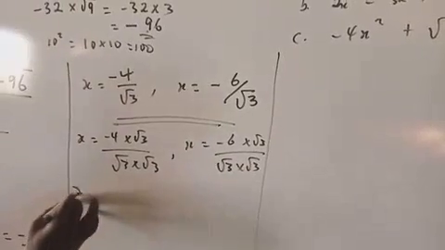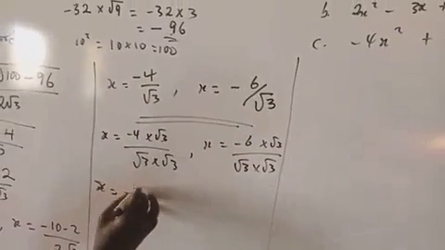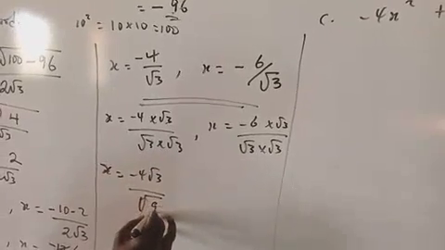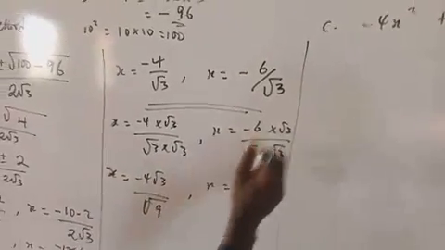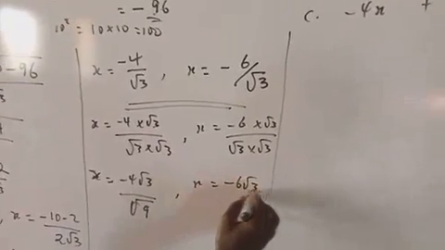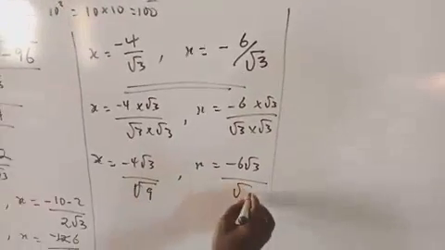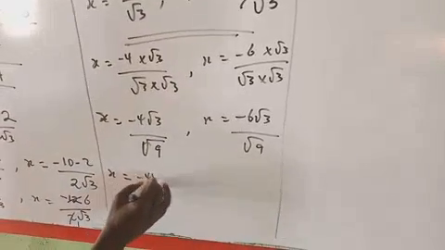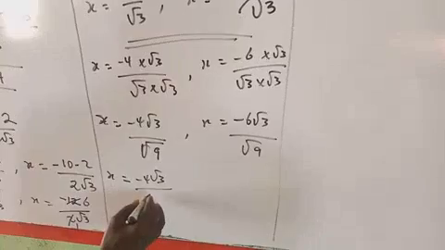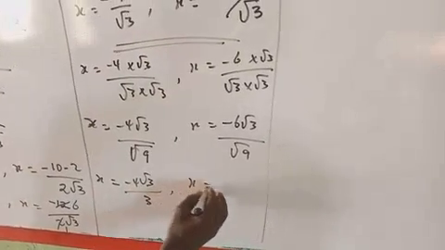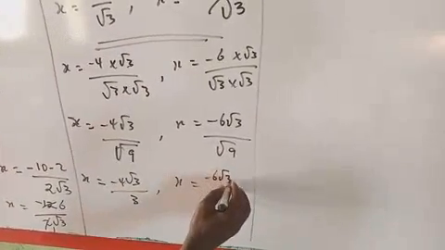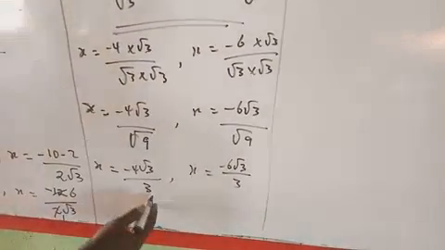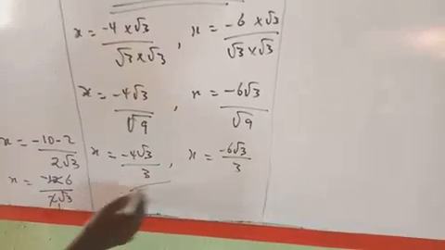So this becomes x equals minus 4 root 3. This time root 3 times root 3 will give me root 9. Then I have x equals minus 6 times root 3, minus 6 root 3, divided by root 9. So with this I can have x equals minus 4 root 3 over the square root of 9, which is 3. Then my x equals minus 6 root 3. So the square root of 9 also is 3. At this point, I can't reduce them, so I leave this like this.